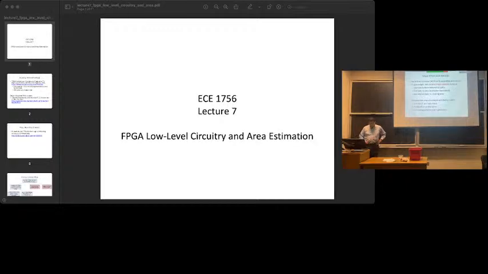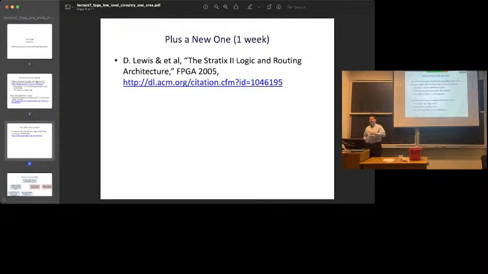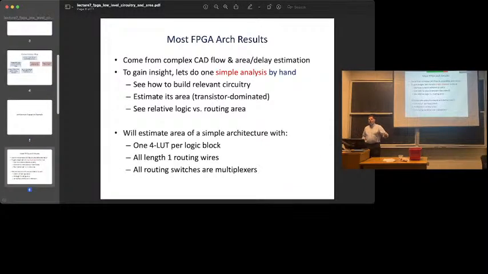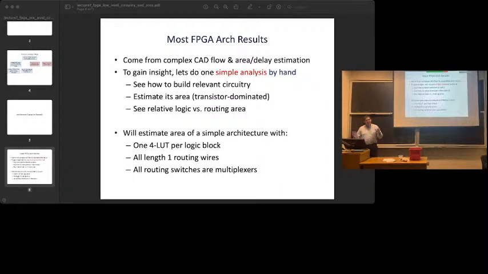So most FPGA architecture results come from a complicated CAD flow. You take a CAD flow and you implement a bunch of circuits in a proposed FPGA architecture, and you estimate the delay that each of them is going to have, so their maximum clock frequency, and you estimate the area of the FPGA that you'd need to accommodate them, and you come up with answers of this is better or this is worse.